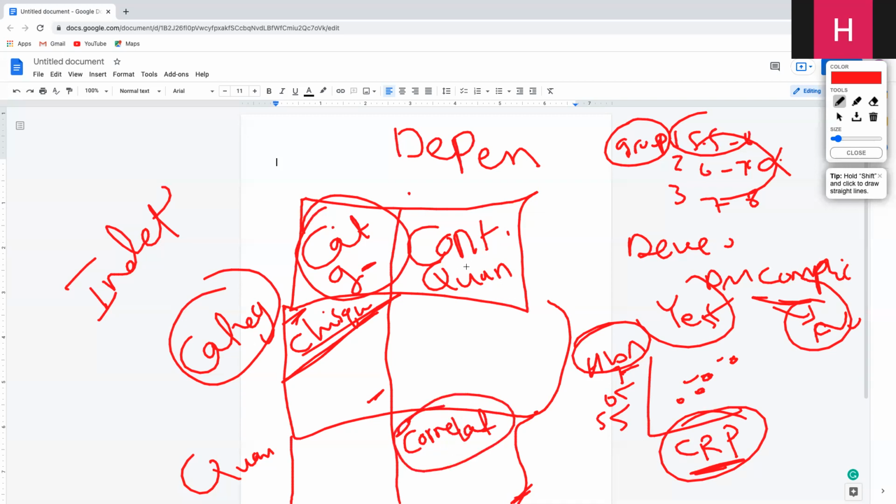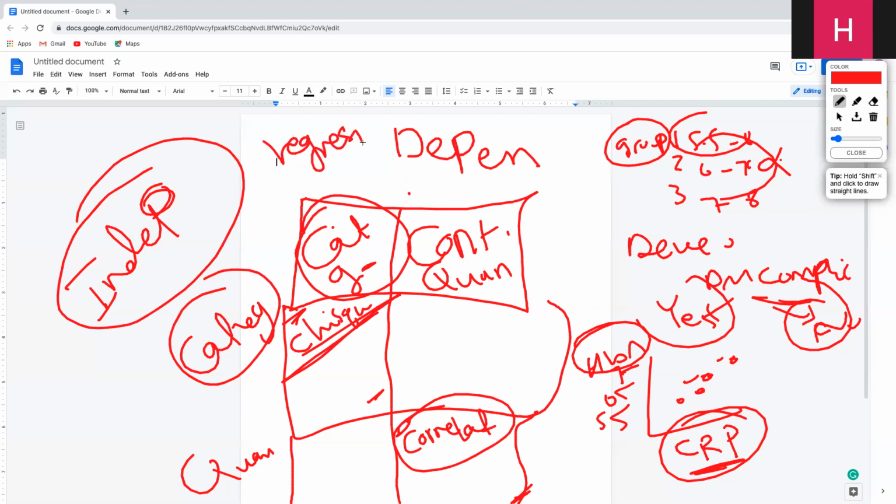And then you will have the categorical and the quantity. There are two of these where it doesn't matter what the independent variable is. It doesn't matter if it is quantity or quality. These are the regression. So in regression, you don't care about the exposure. You don't care about the independent variable. It could be a categorical variable, or it could be a quantitative variable.